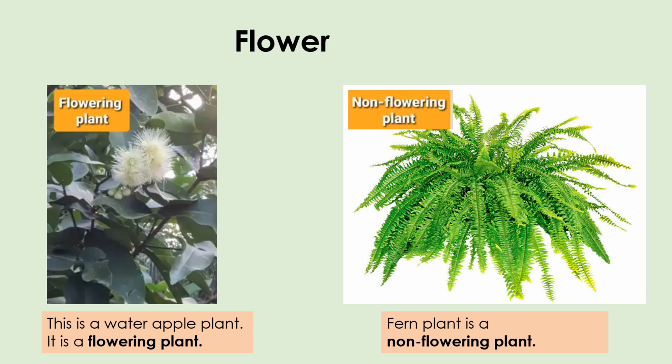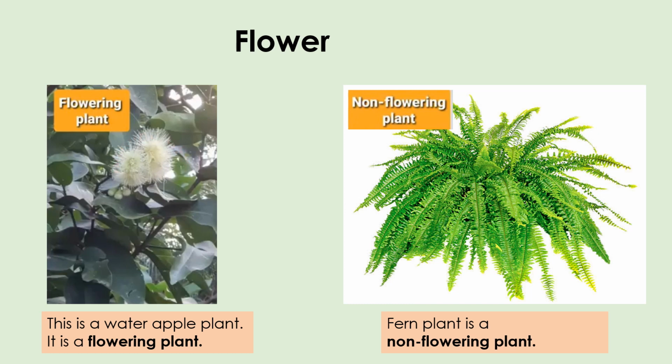Let us look at the first part of plant. This is flower. Look at the picture. This is a water apple plant. It is a flowering plant. Can you see the flower on the tree? So, water apple is a flowering plant.